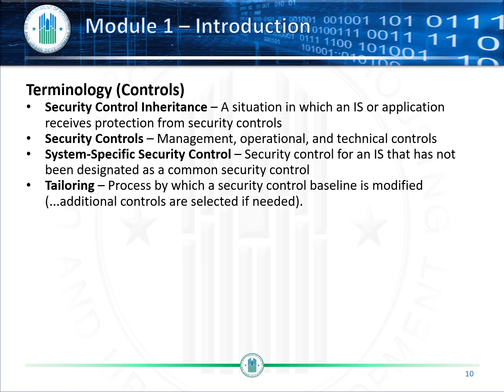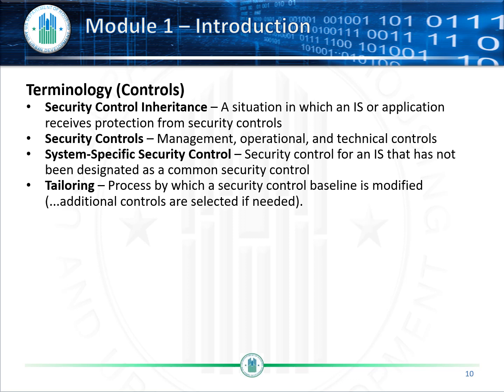The terminology for controls is continued on this slide. Security control inheritance is a situation in which an information system or application receives protection from security controls, or portions of security controls, that are developed, implemented, assessed, authorized, and monitored by entities other than those responsible for the system or application. Security controls are safeguards or countermeasures prescribed for an information system to protect the confidentiality, integrity, and availability of the system and its information.